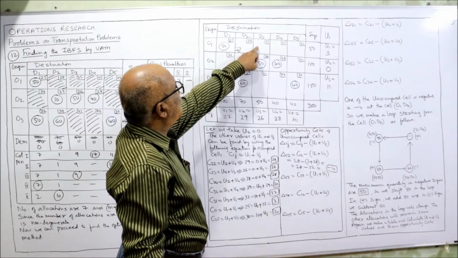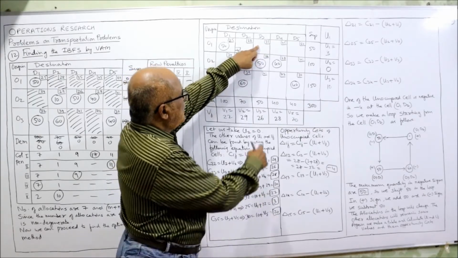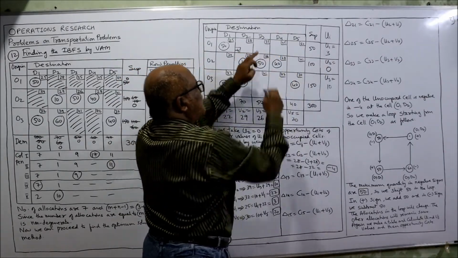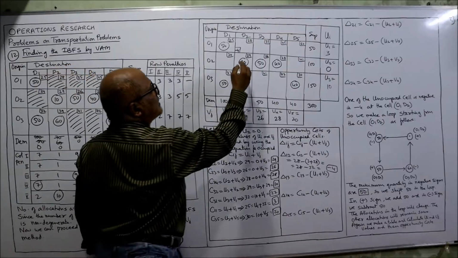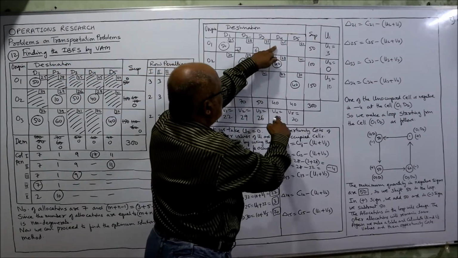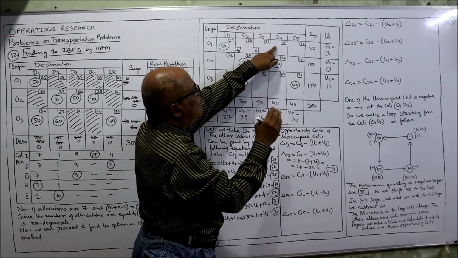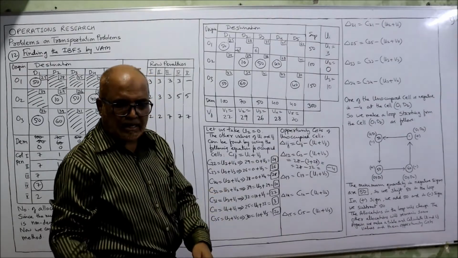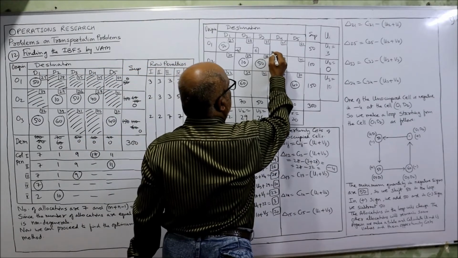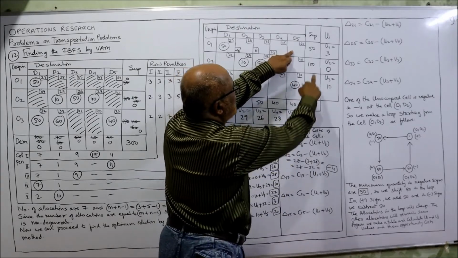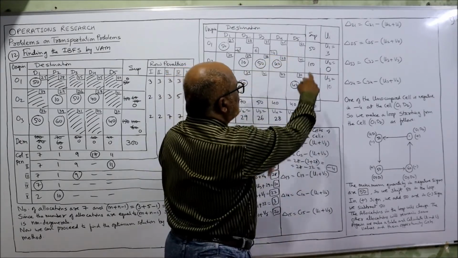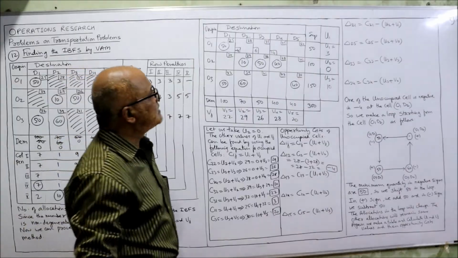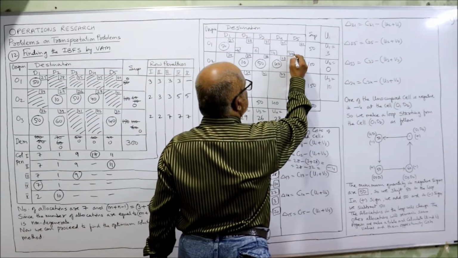Next, this one. So 35 is the Cij. Ui 26 plus 3, 29. So 35 minus 29 is 6, positive. Here, 28 plus 3, 31. 45 minus 31, you will get 14. So here it is 14. Now here, 20 plus 3, 23. So 60 minus 23, you will get 37. Here 37. Positive we are getting.